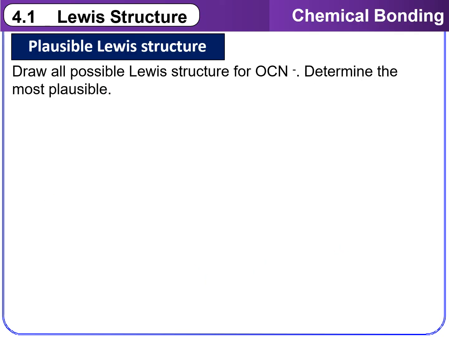Okay, let's look at how we're going to determine the most plausible structure. According to this question, we are going to draw the structure for OCN negative. So as usual, step number 1, we're going to calculate the total number of valence electrons. Oxygen 6, carbon 4, nitrogen 5, negative means gain 1 electron. So total 16 valence electrons.